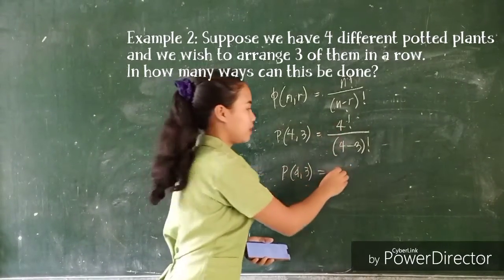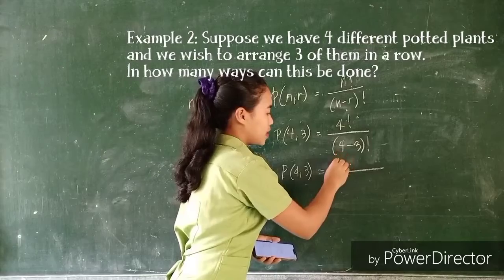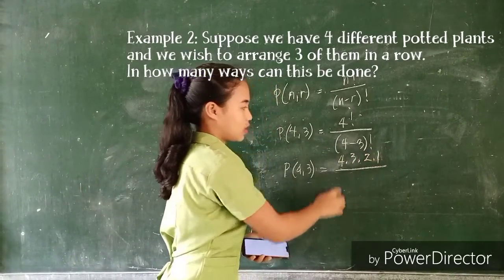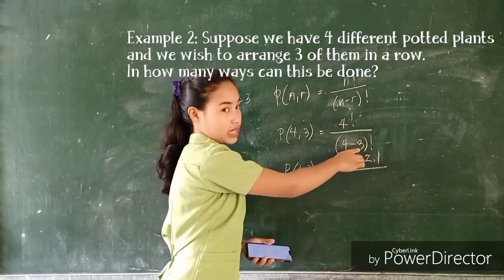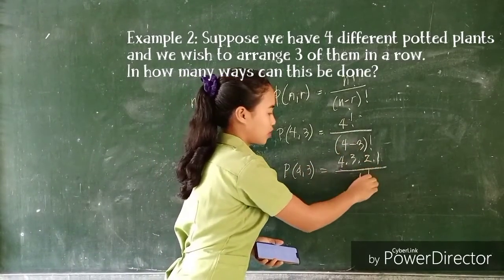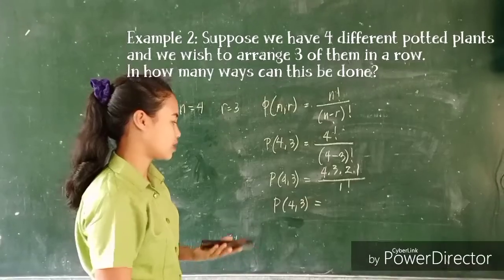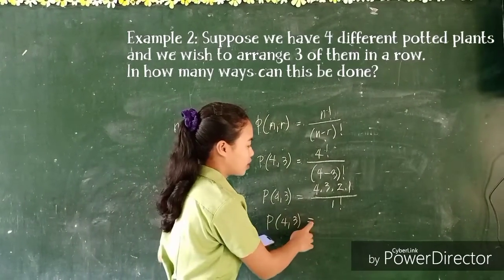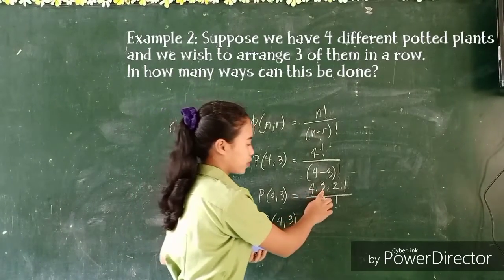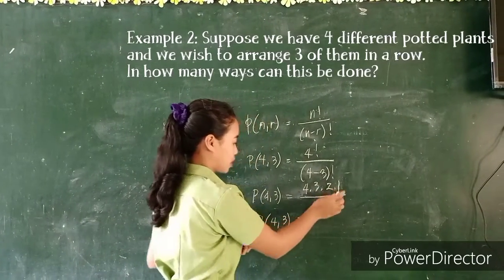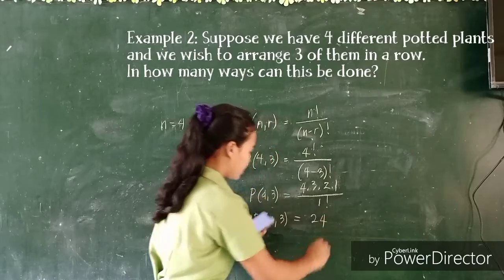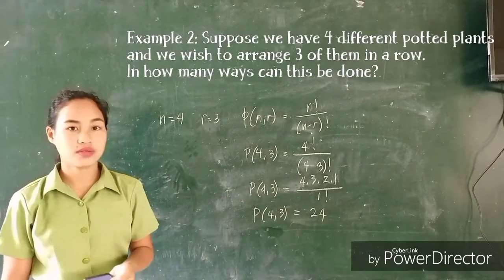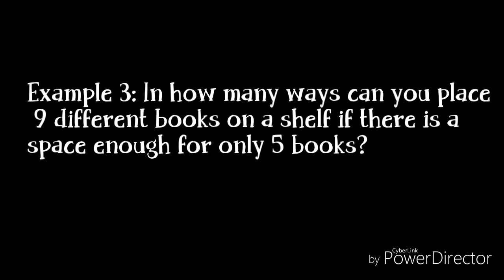4 factorial means 4 times 3 times 2 times 1. 4 minus 3 is 1, so we have 1 factorial. So permutation of 4 objects taken 3 at a time is equal to 4 times 3 is 12, times 2 is 24. So we have 24 possible arrangements. Let's have another example.